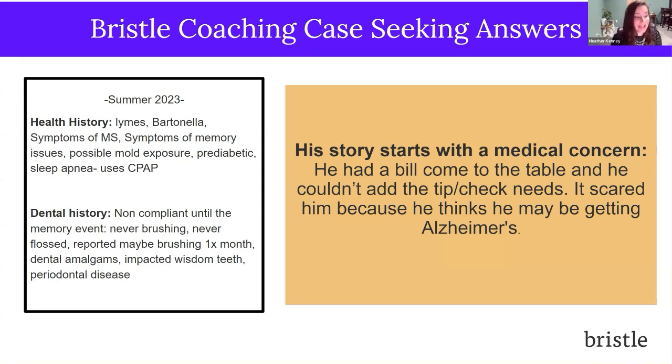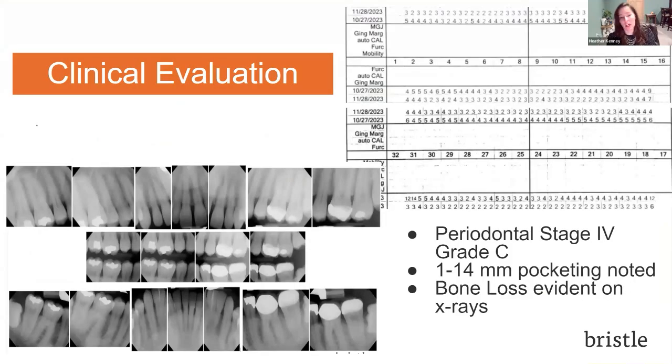So he's non-compliant. When I say non-compliant, this man was literally brushing his teeth maybe once a month when he started with this process. So this is his perio charting. I had to piece everything together. This is the best I could do with putting his full mouth together. They came one image at a time. But there's significant bone loss on his x-rays, especially where his wisdom teeth are, but even in the molar area and the lower anterior, as you can see the bone loss.